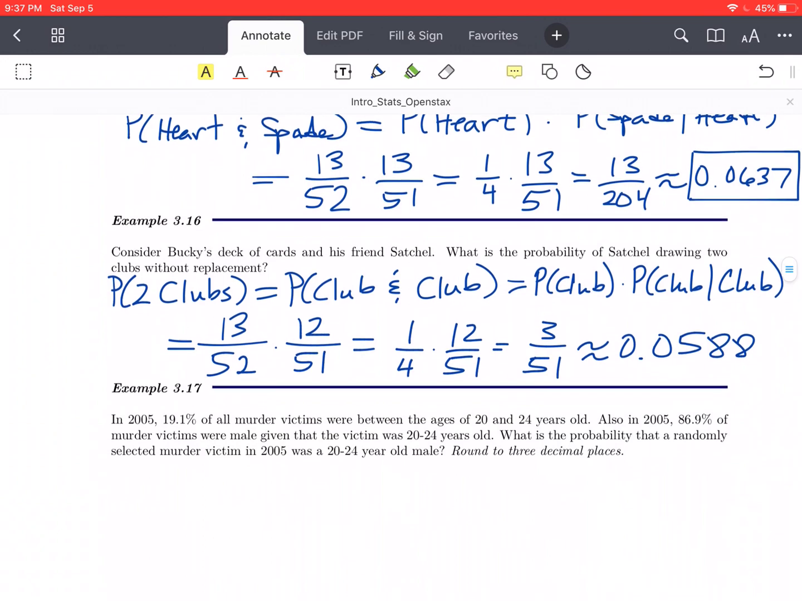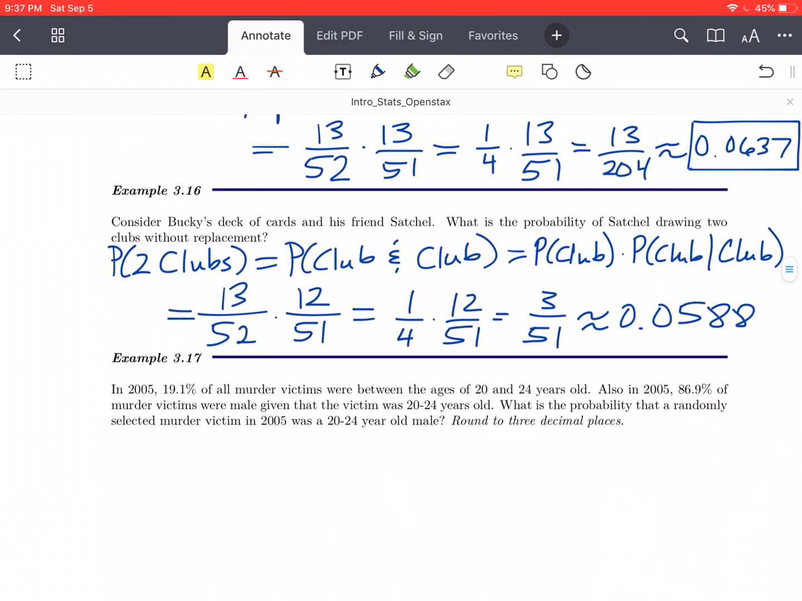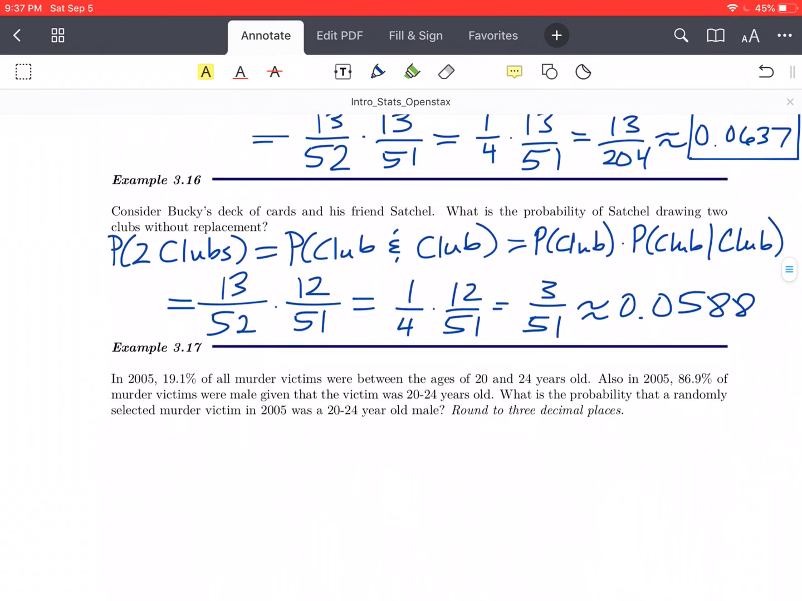Okay. And then for this next example, in 2005, 19.1% of all murder victims were between the ages of 20 and 24 years old. Also in 2005, 86.9% of murder victims were male, given that the victim was 20 to 24 years old. What is the probability that a randomly selected murder victim in 2005 was a 20 to 24-year-old male? So as you can see, we're keeping it light and fresh here, talking about murder victims back in 2005.